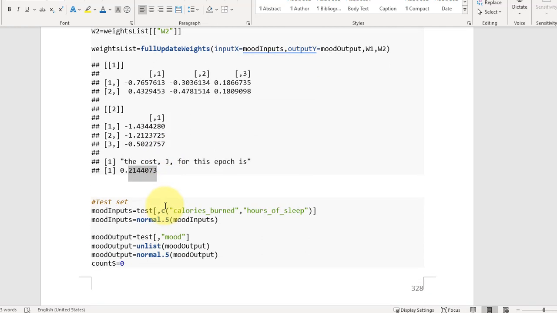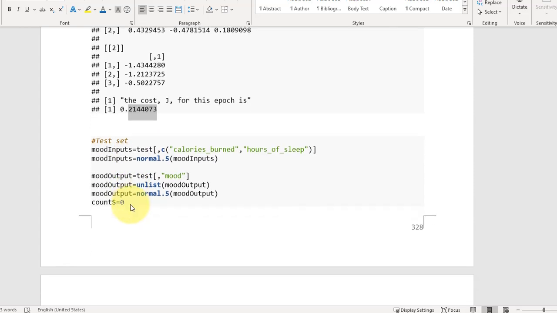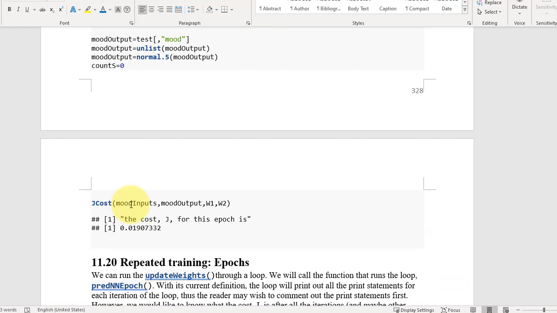And then we want to run it on the test set finally. So we run it on the test set, and it does quite well, actually, even better than might be expected.